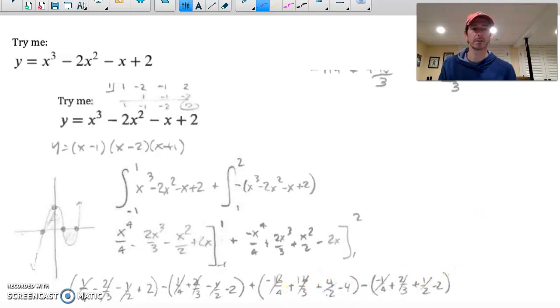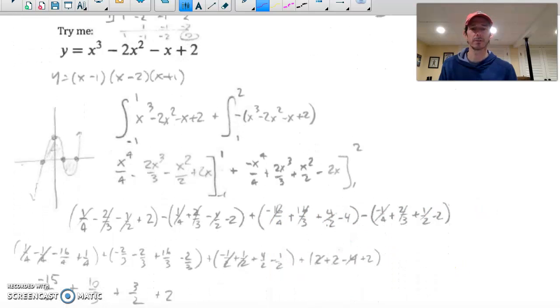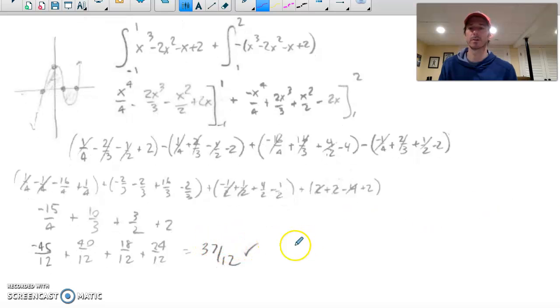I went crazy canceling fractions, just like I did for the other example, and at the very end, it should have been 37 over 12. This was a long example. I apologize and appreciate your patience. Enjoy.